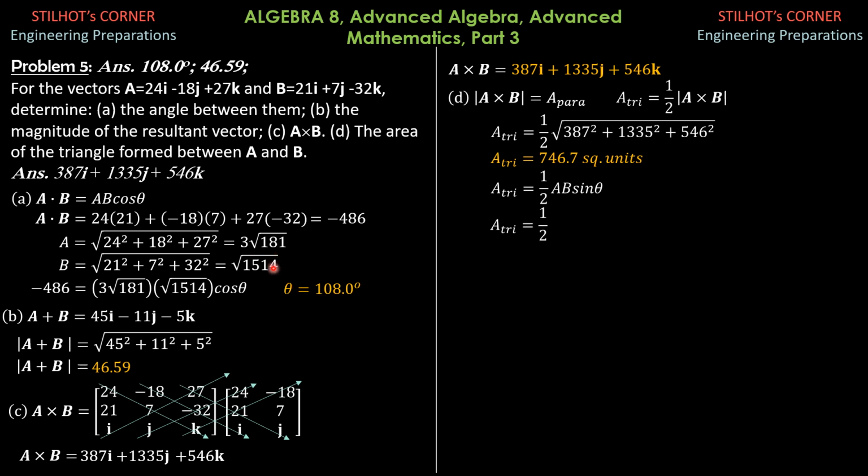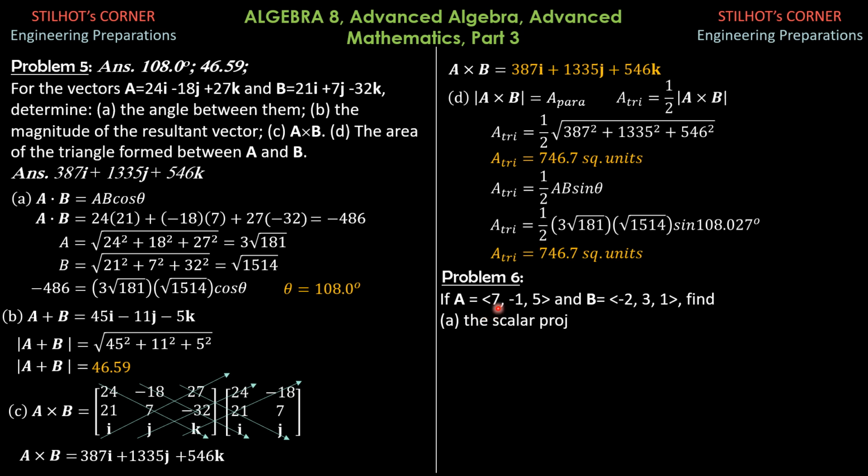So 1/2 of quantity 3 square root of 81 times square root of 1514 sine of 108.027 degrees, to be more accurate. So using your calculator there, the area of the triangle is equal to 746.7 square units, just like that. So that's it for that problem. So next, let's have problem 6.